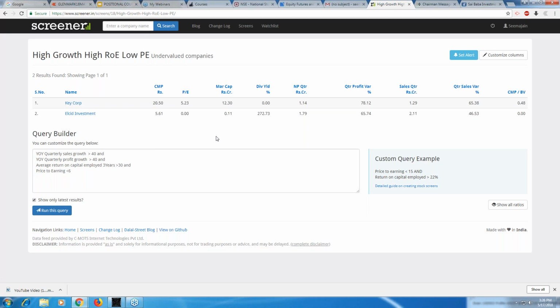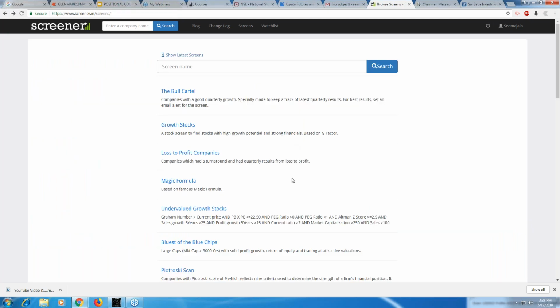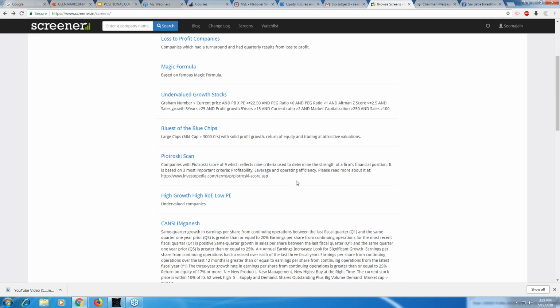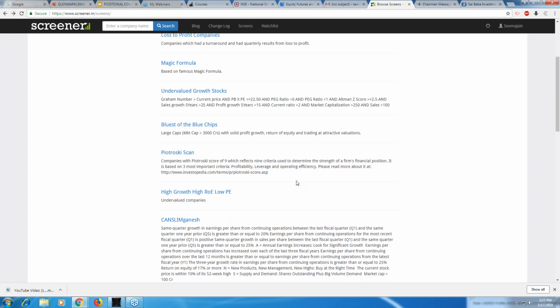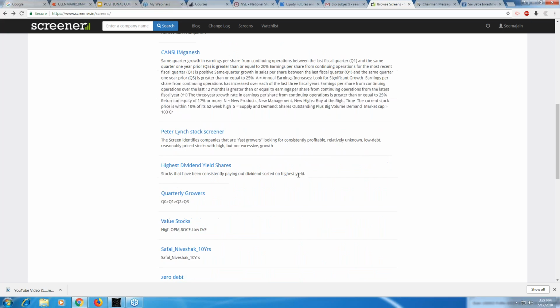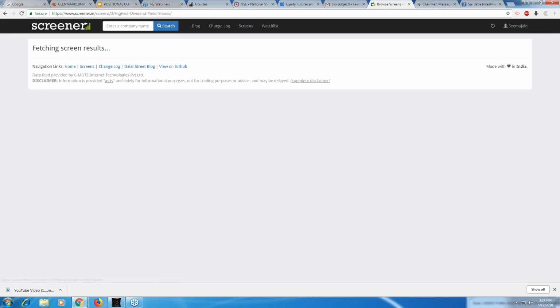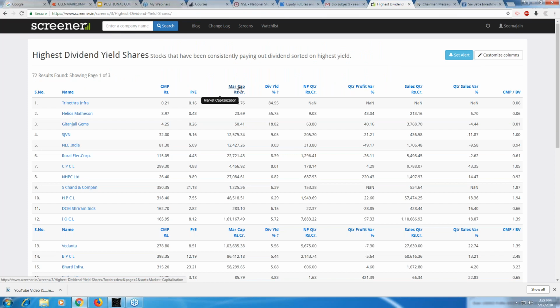I don't want to trade in them, so let's not look into it. I want at least 250 to 500 crore companies. Let's see high dividend yield shares, and let's organize them with market cap.